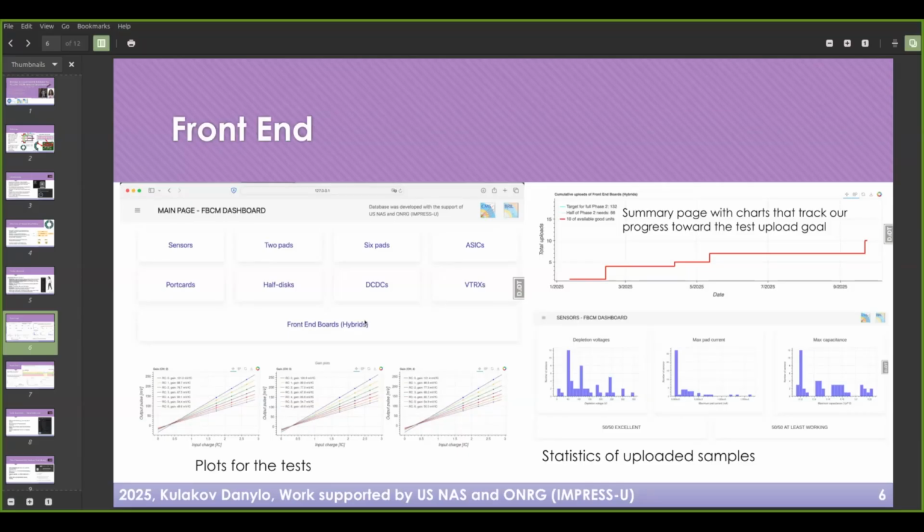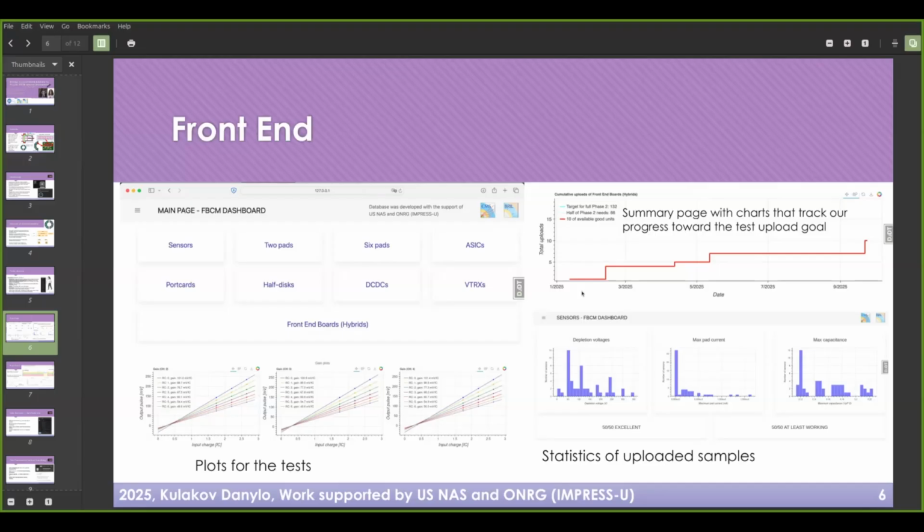And I have also implemented a lot of things to show some test or measurement plots. Like here, we can see plots from ASIC measurement. They are called gain plots. And we can see here that we can compare every channel in that ASIC with each other.